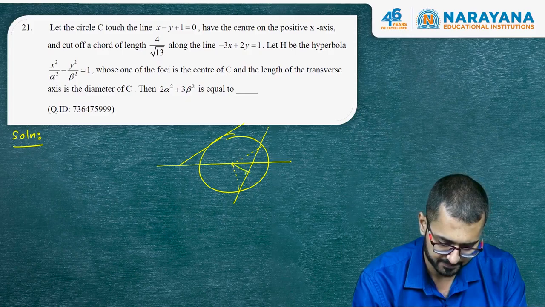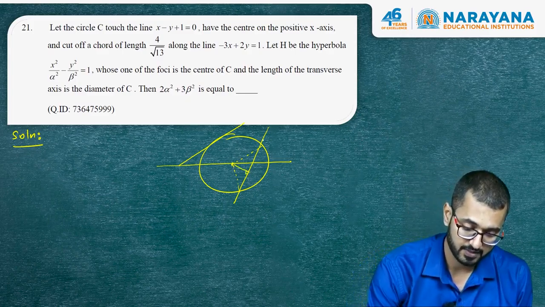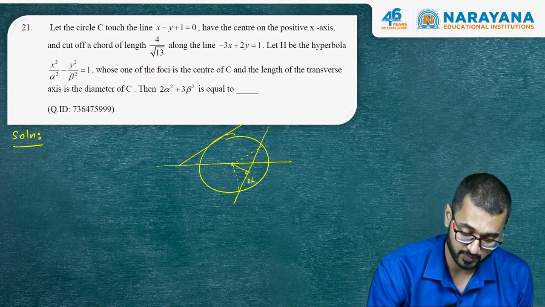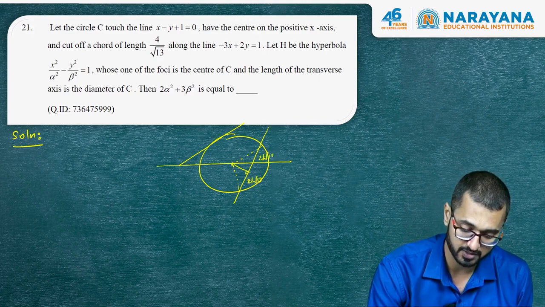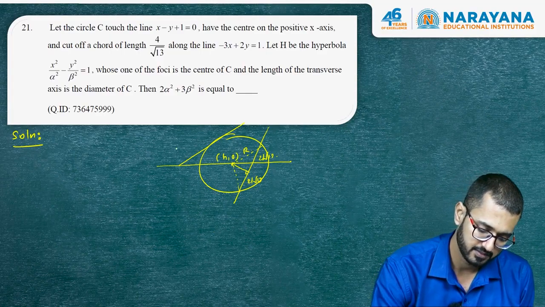Now what are they saying? It cuts off a chord of length 4 root 13. That means I can write this one to be 2 by root 13 and this one is also 2 by root 13. This is my radius, we don't know. The center we can take as h comma 0. Alright, and this is my line x minus y plus 1 equal to 0.